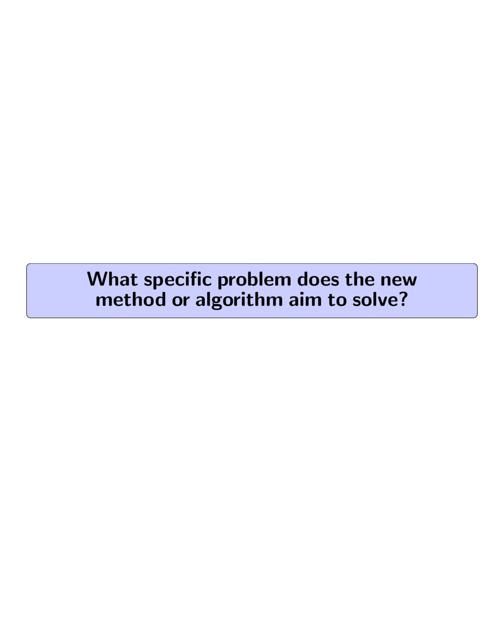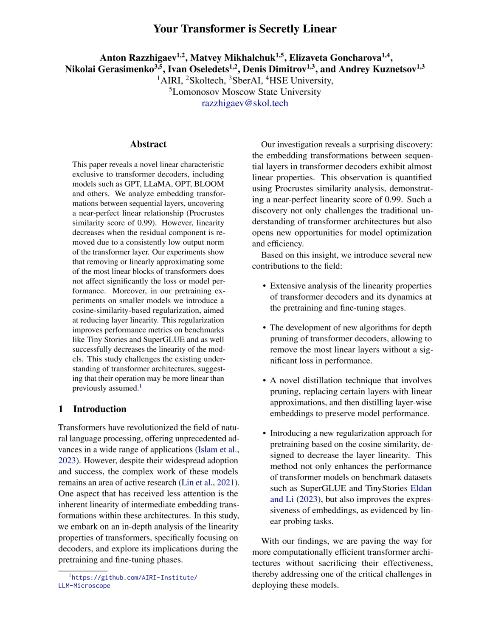What specific problem does the new method or algorithm aim to solve? The new method or algorithm, introduced in the paper, aims to solve the problem of the inherent linearity of intermediate embedding transformations within transformer decoders. The study focuses on analyzing the linearity properties of transformers, specifically decoders, during pre-training and fine-tuning phases.